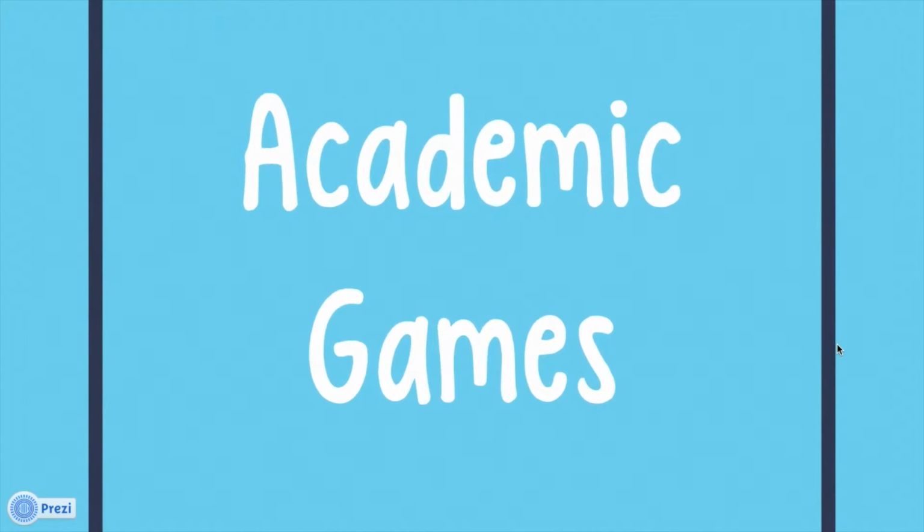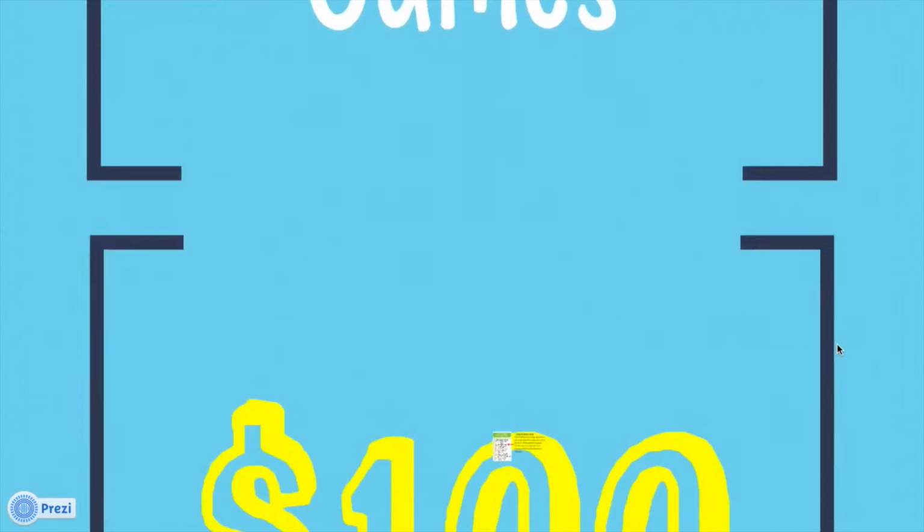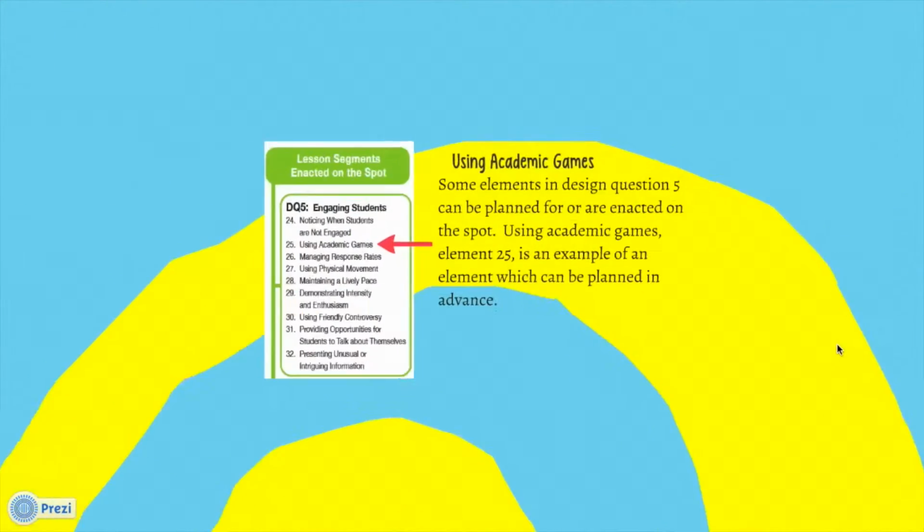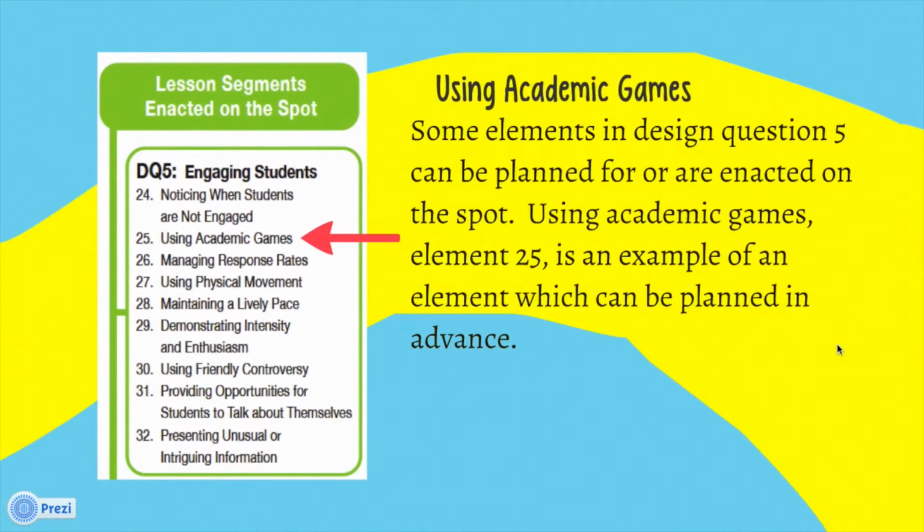This week's featured element is Element 25, Academic Games. Academic games is a category of strategies found in Design Question 5, Student Engagement. Some elements in Design Question 5 can be planned for or enacted on the spot. Using academic games is an example of an element which can be planned for in advance.